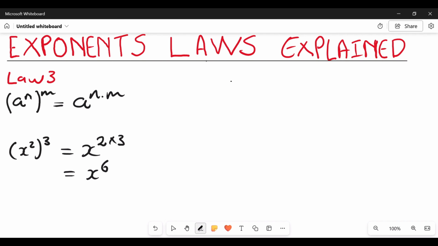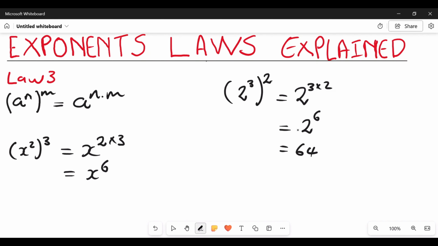Sometimes we can be given something like this. Let's say you have 2 to the power of 3, and outside there, let's say we have 2. Now if you continue, you solve this one here. Remember, the base here is 2, so the exponents are going to multiply each other. It's going to be 3 multiplied by 2. So at the end, we're going to have 2 to the power of 6. This is going to give you 64. This basically means that this 2 that you see here multiplies itself 6 times.